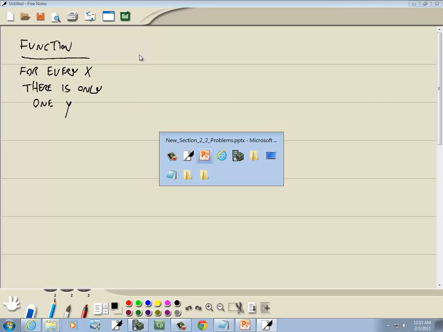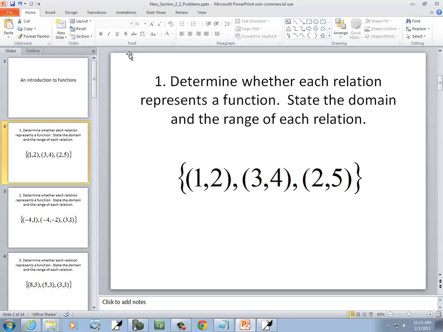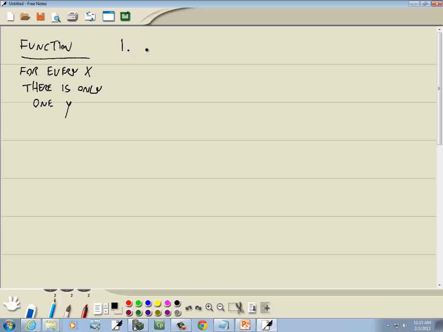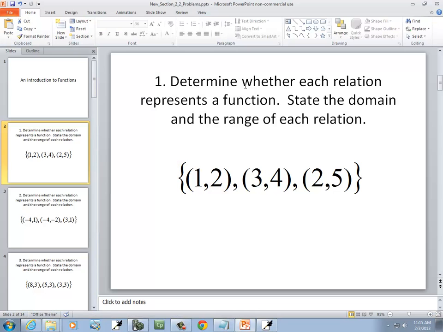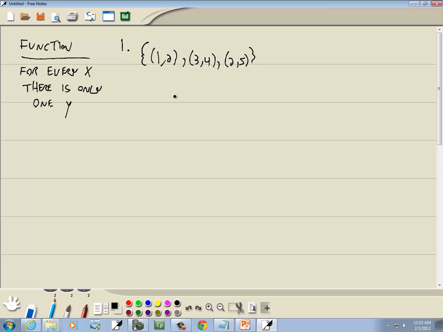Well, let's look at our first problems dealing with that definition. We've got (1, 2), (3, 4), (2, 5), and it says determine whether each relation represents a function. State the domain and range of each relation. Well, let's do a mapping to show this.